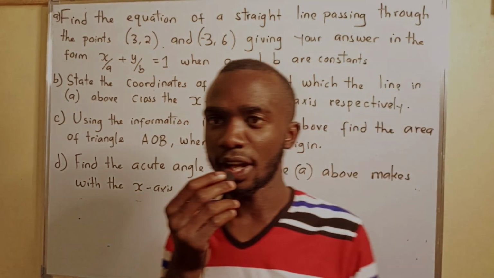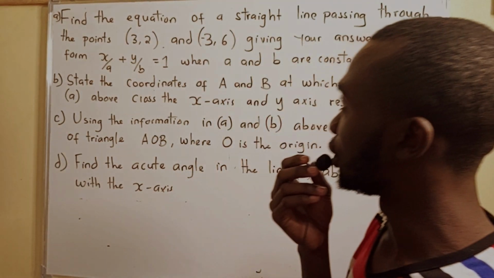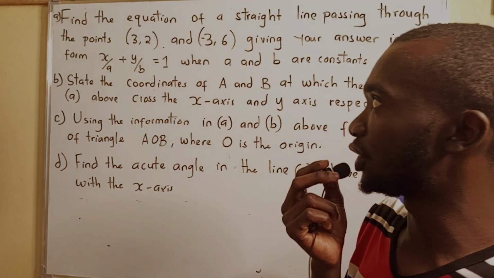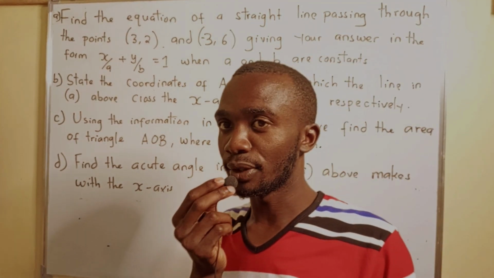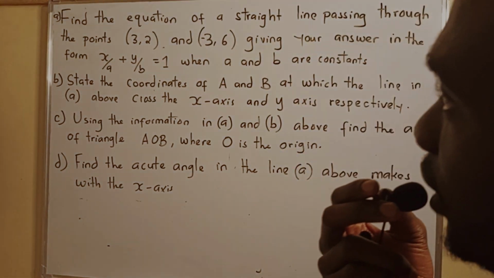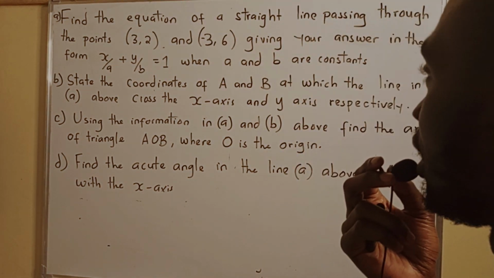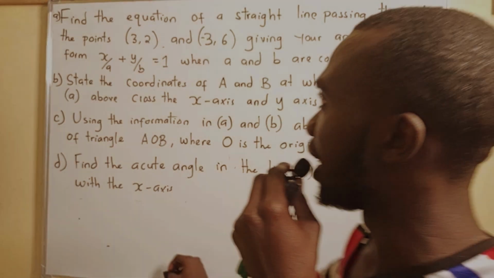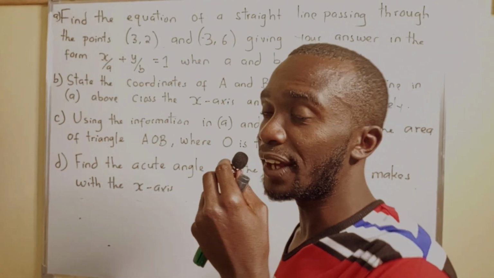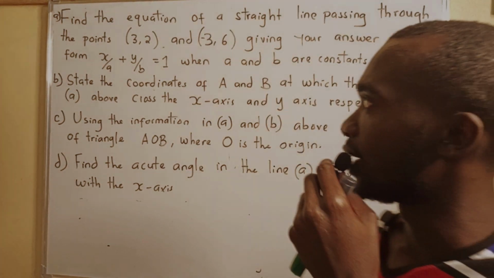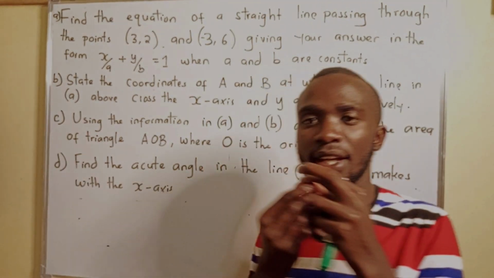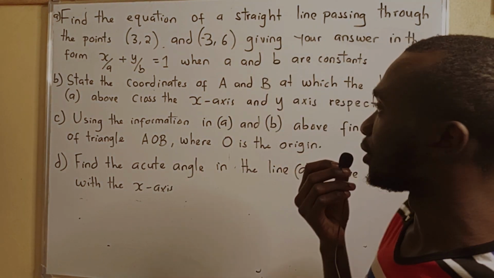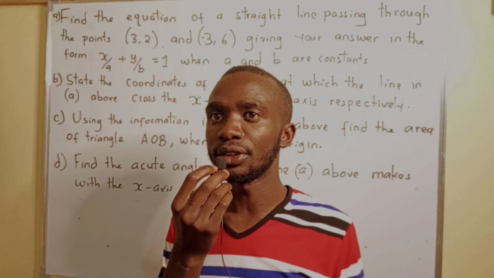Now in this tutorial, I'm going to teach you about this question on the board involving the equation of a straight line. The question reads: find the equation of a straight line passing through the points (3, 2) and (-3, 6), giving your answer in the form x over a plus y over b equals 1, where a and b are constants. So that is part A of the question.